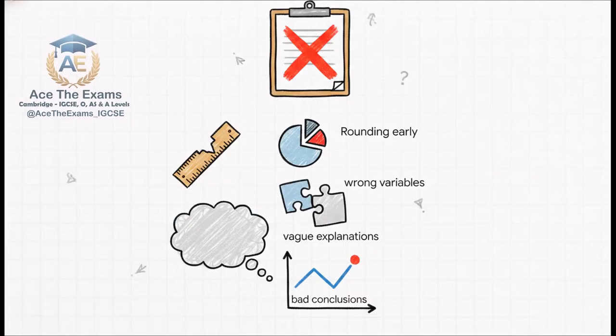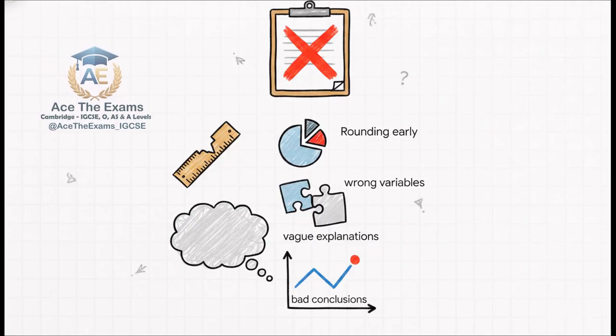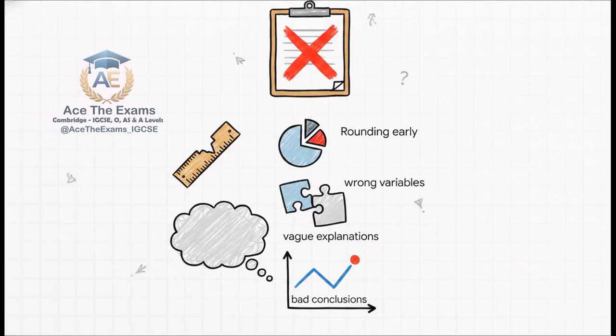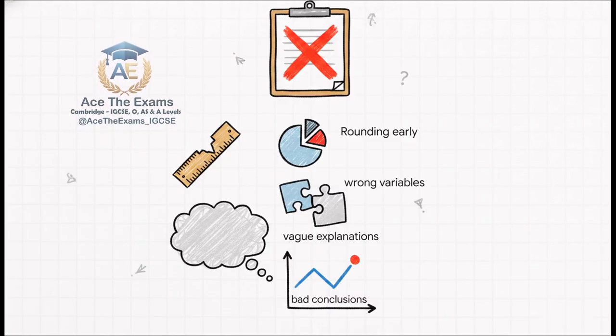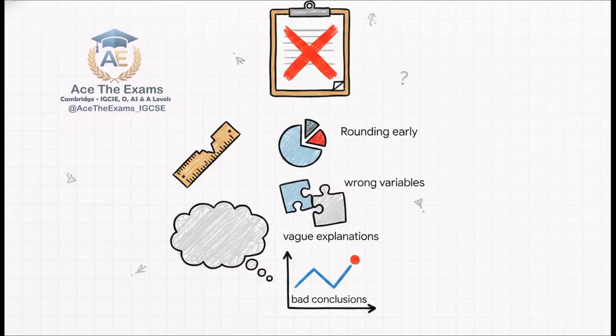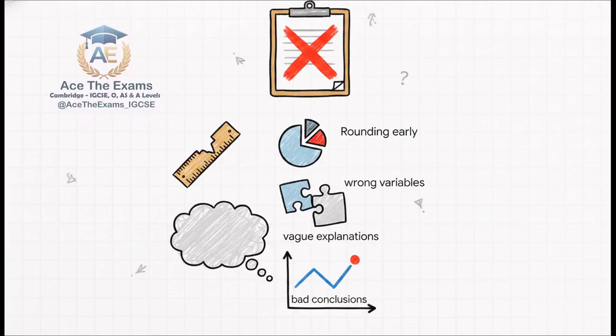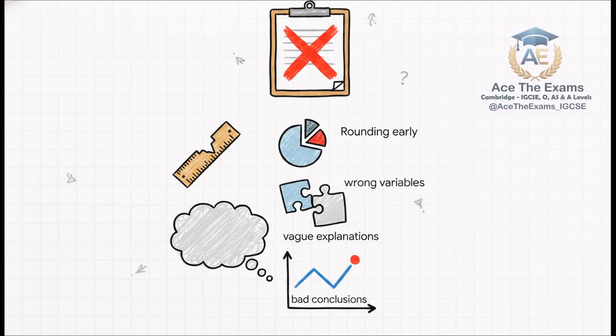So let's dive into the fatal exam mistakes in space physics, the specific diseases that will absolutely kill your exam score. First up, missing units entirely, like we just talked about. Then there's rounding numbers way too early in your calculation, which completely destroys your final accuracy mark. Or using the wrong variables altogether, providing vague middle school level explanations, and finally, writing conclusions that are absolutely not supported by the data table you were actually given.